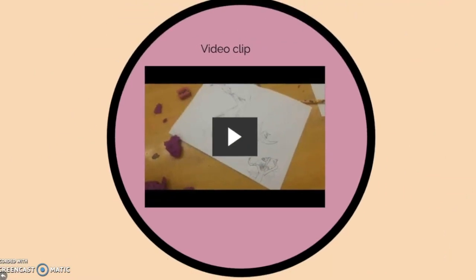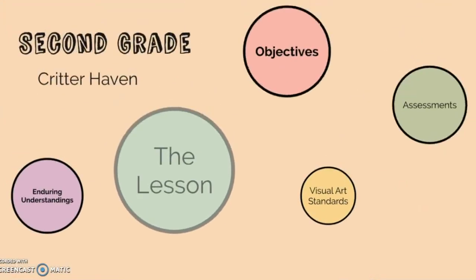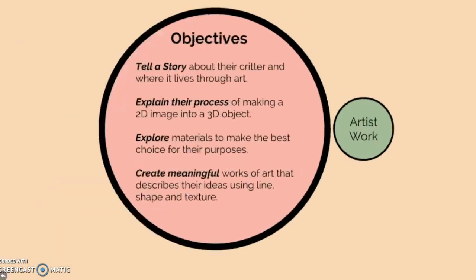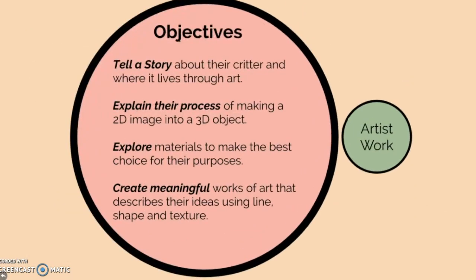If you would like to view the rest of the video, please visit artistsniwat.weebly.com. On this website, you'll also be able to view a gallery of finished works by all 3 grade levels. More about that later, though. The objectives for this lesson: tell a story, explain their process, explore materials, and create meaningful art were met by each learner at varying levels.